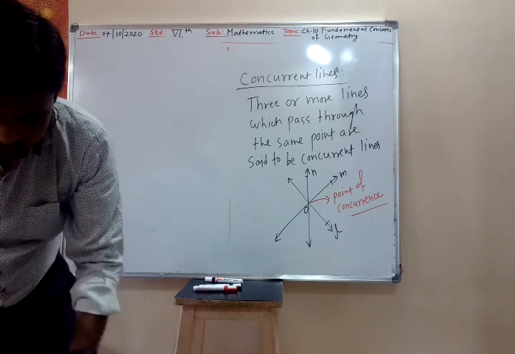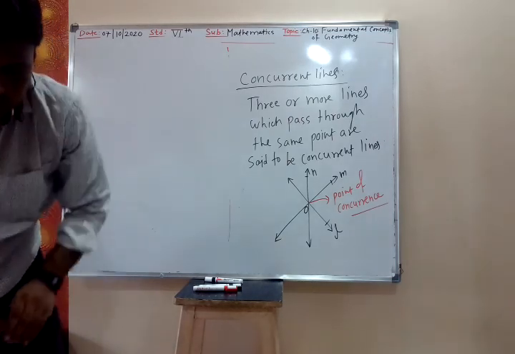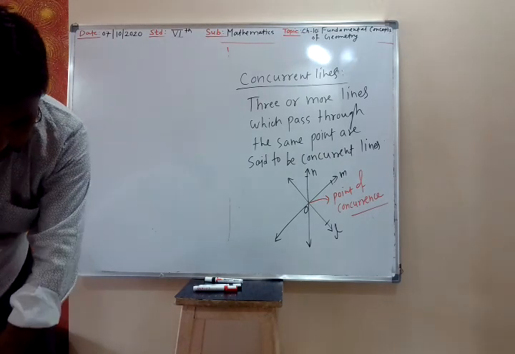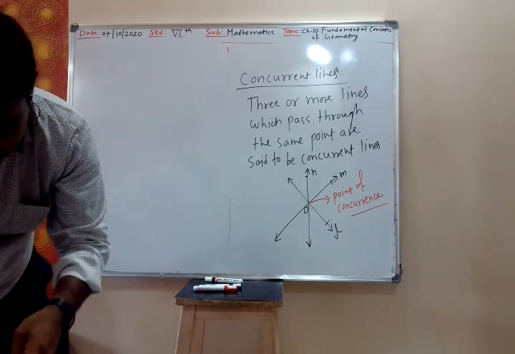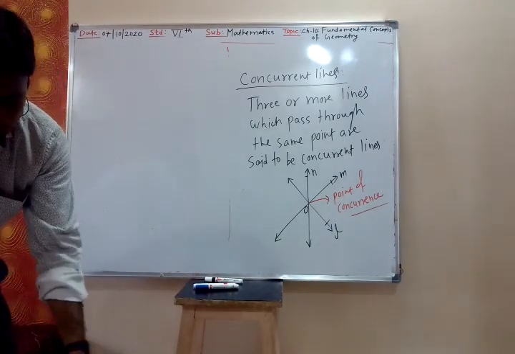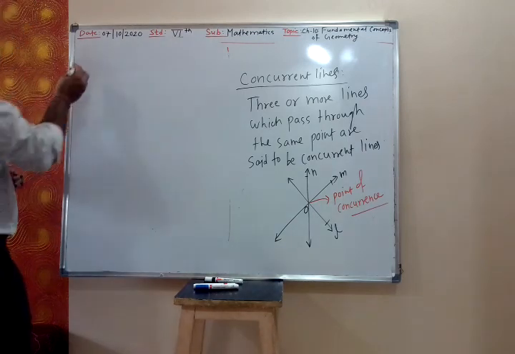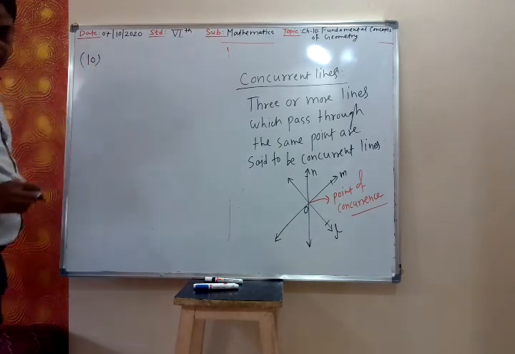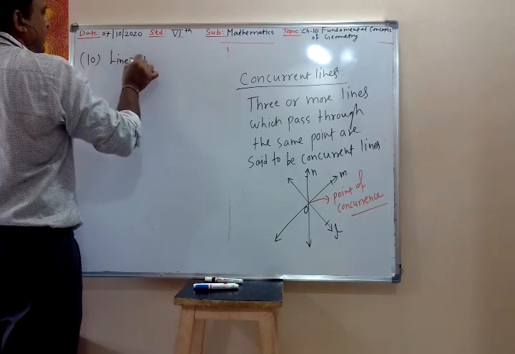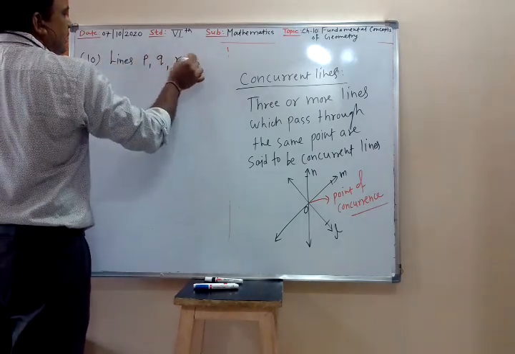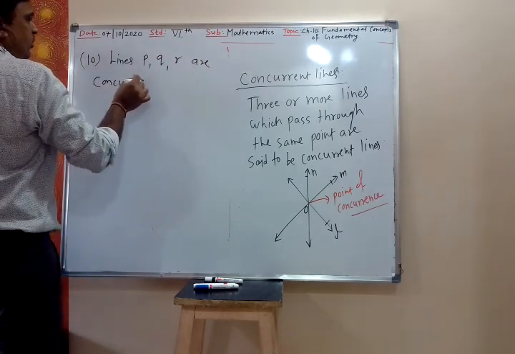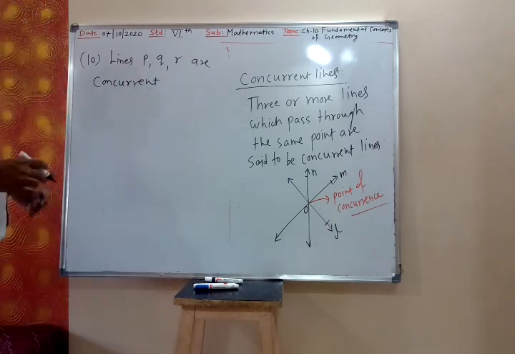Now let us solve. Let us do the 10th one. The lines PQR are concurrent. Let us solve the 10th one. Lines PQR are concurrent. O is called the point of concurrence.